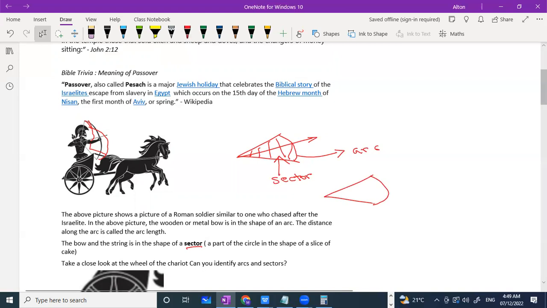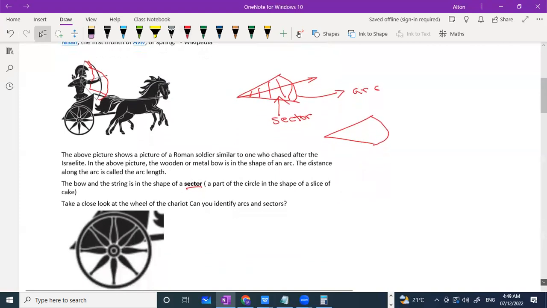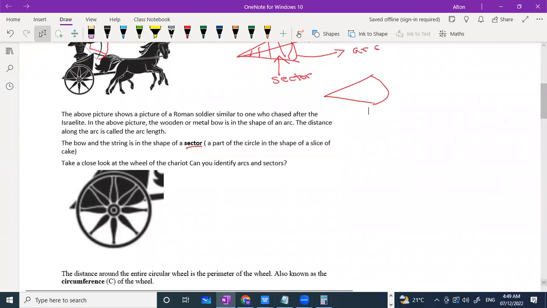And when you examine the actual wheel of the chariot, let's look at it. I'm seeing a lot of sectors here. There's one right there. That's a sector. There's another one right there. That's a sector. So when you look at a bicycle wheel or a car wheel, it is made up of many sectors, forming the whole, which is the circle.